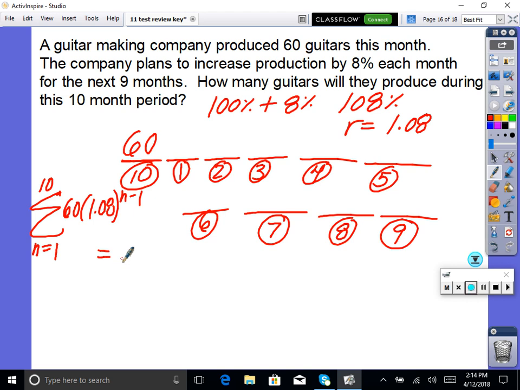There are times, though, when you don't double dip. It's all in the wording of the story problem. So there are times when this would count as 1. But because of the words the next 9 months, you type it into your calculator and you get 869 guitars total. That's how many they'll produce in the next 9 months if they started with 60.